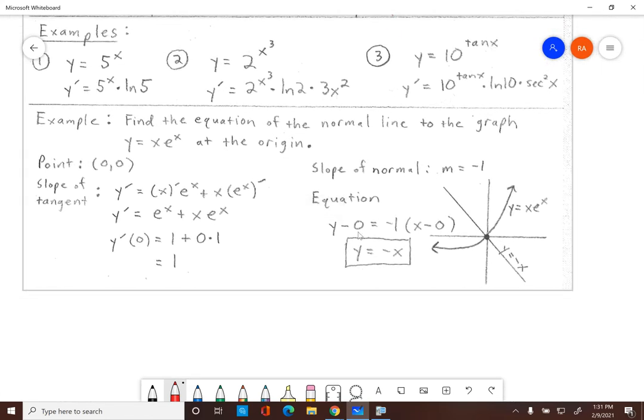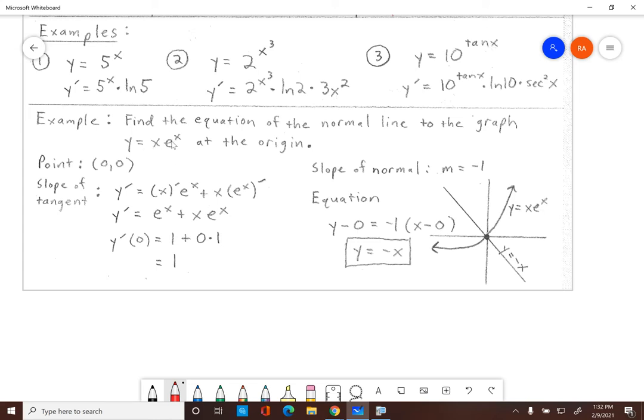So here's just some applications here. Find the equation of the normal line to the graph of x e to the x at the origin. So the point's (0, 0). Cool. And the first thing, if I want a normal line, is to find the slope of the tangent line at that point, because that's what the derivative is, the slope of the tangent line. And then the normal line is just going to be perpendicular to the tangent line.